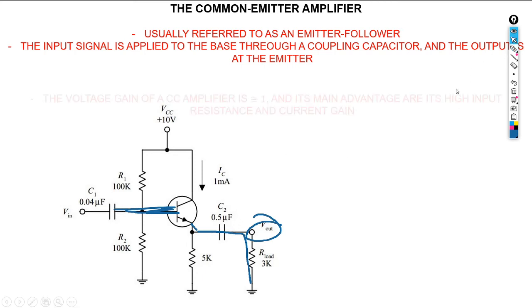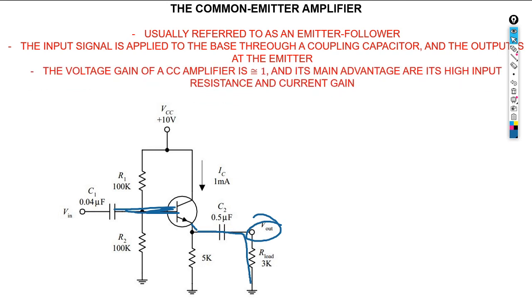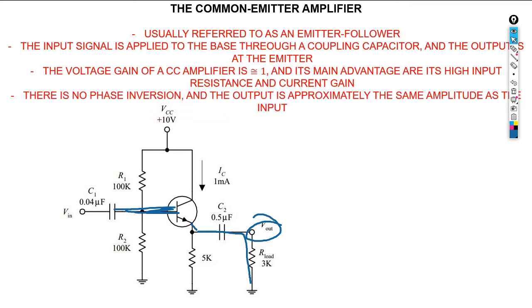We're going to say that the voltage gain of a common collector amplifier is almost close to 1. Its main advantage is high input resistance and current gain. Therefore there is no phase inversion. That's one of the notes we are going to write down as well. The output is approximately the same amplitude as the input.